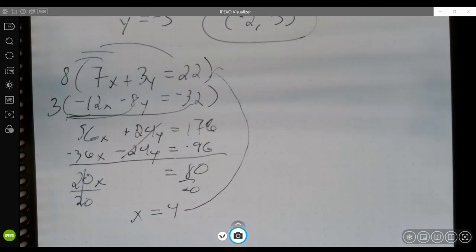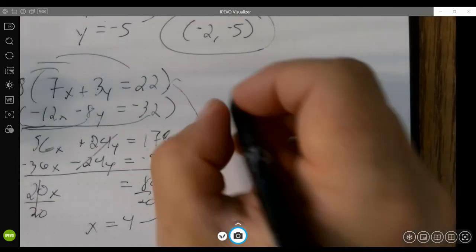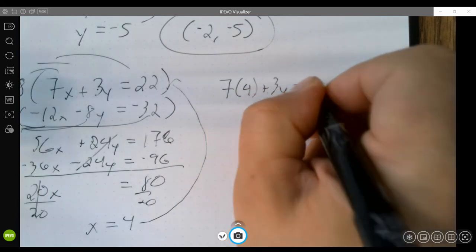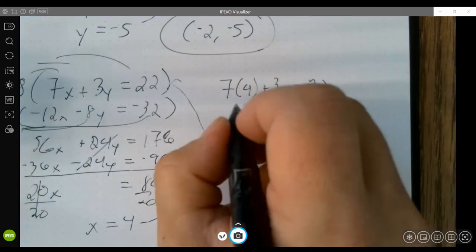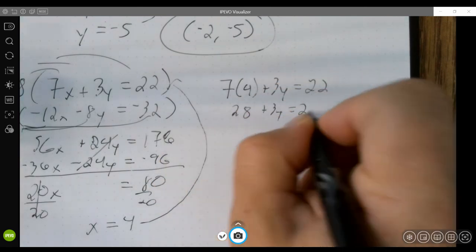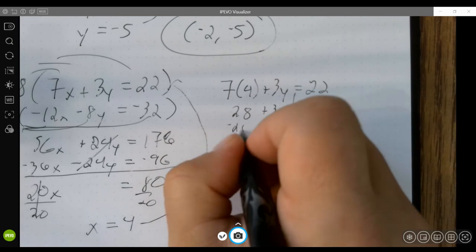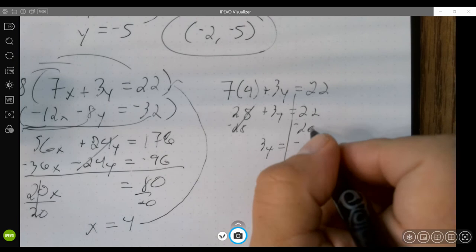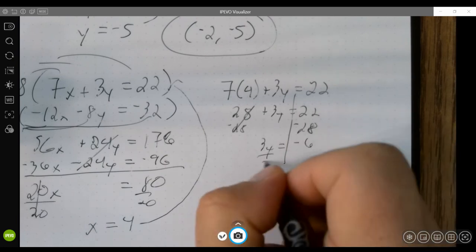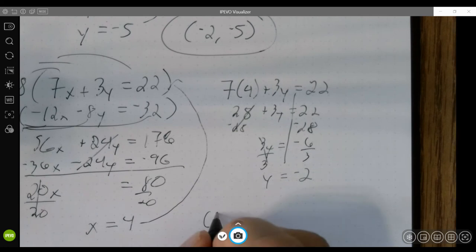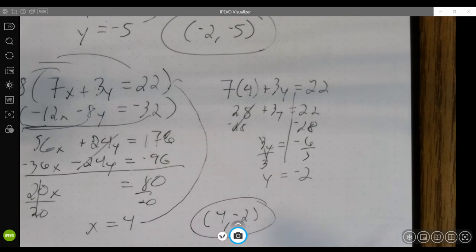I'm going to do the top one because less negatives. So I'm going to do 7 times x, which is 4, plus 3y equals 22. 7 times 4 is 28 plus 3y equals 22. I subtract 28 and we get 3y equals negative 6. Divide by 3. y is negative 2. Final answer always an ordered pair. X value is 4. Y value is negative 2.